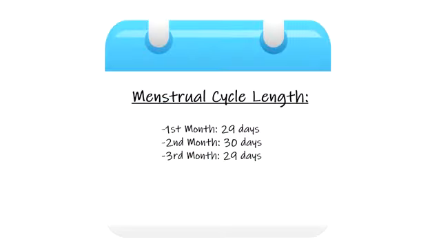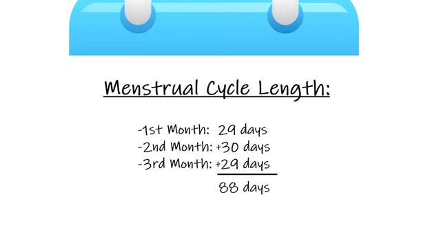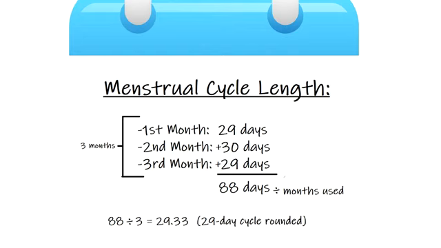And here's what our results look like. We have a cycle length of 29 days, then we have 30 days, and then we have 29 days. So to help us calculate that menstrual cycle length, we are going to add 29 plus 30 plus 29, which gives us 88. And then next we're going to divide by the total number of months we used. And in this case, it was 3.